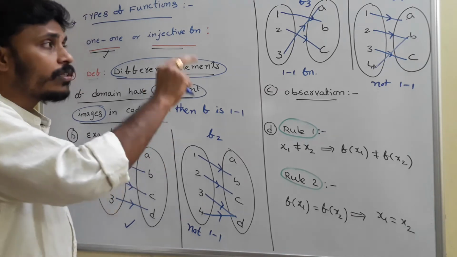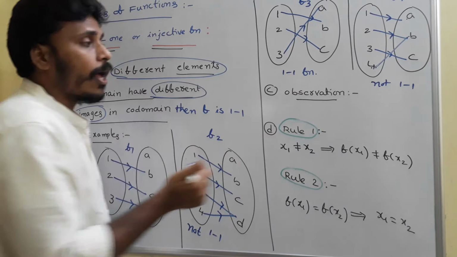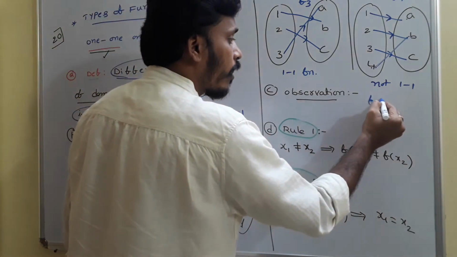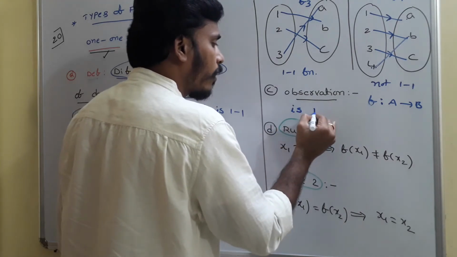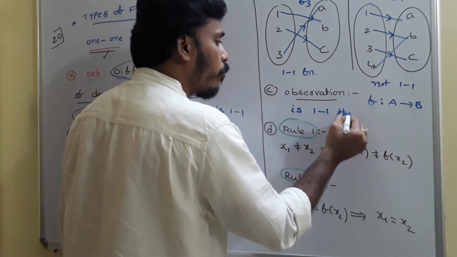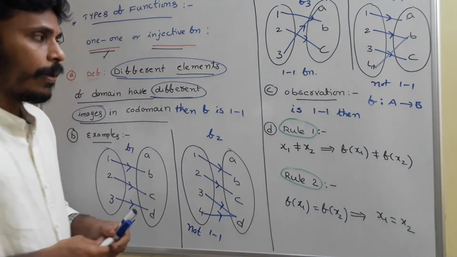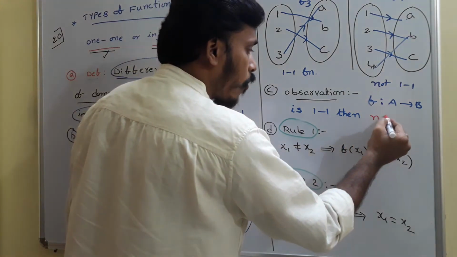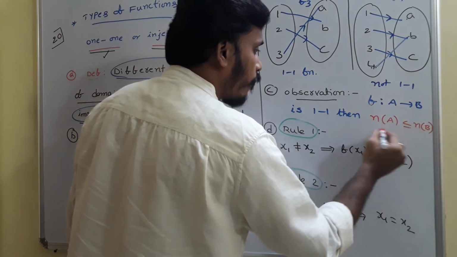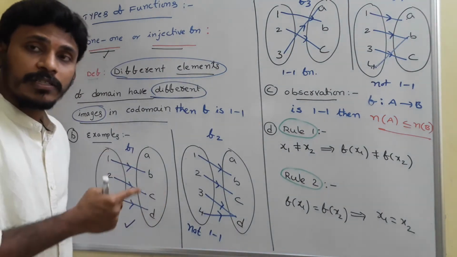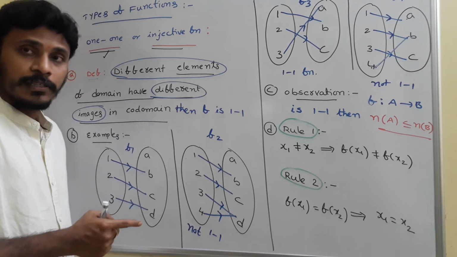So when you observe these examples, you need to get one observation, and that particular observation is: if f, a function from A to B, is 1-1, then for sure one thing will happen, and that is n(A) is less than or equal to n(B). The number of elements in the first set must be less than or equal to the number of elements in the second set. Is it clear?